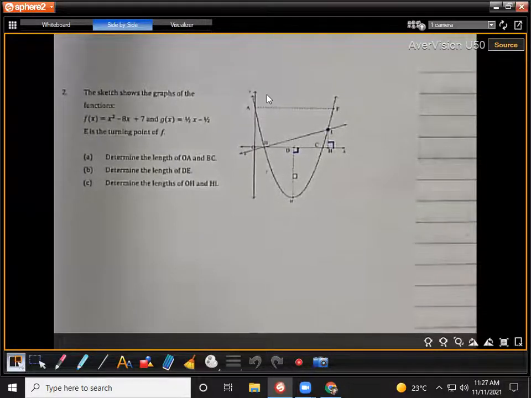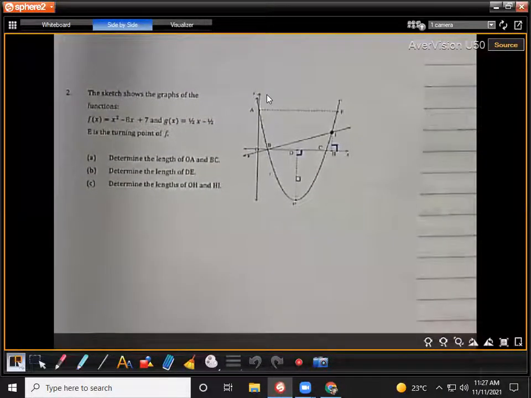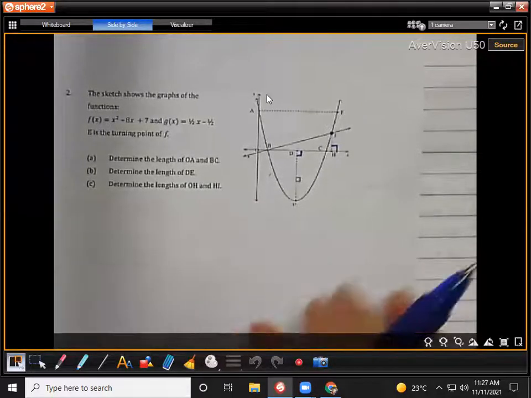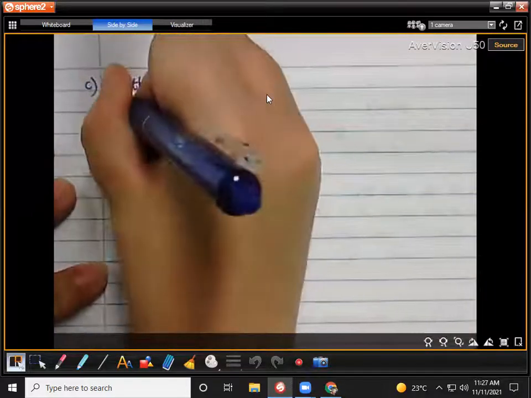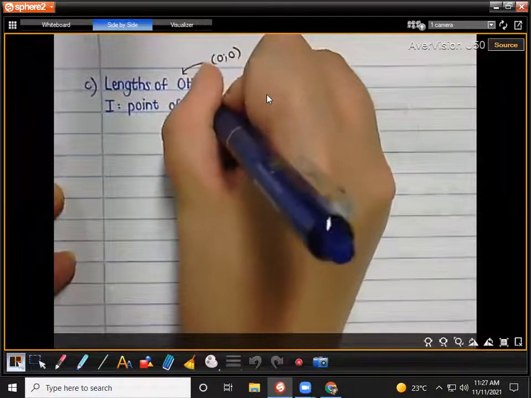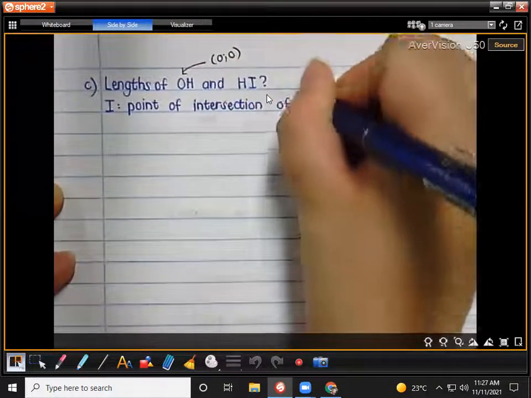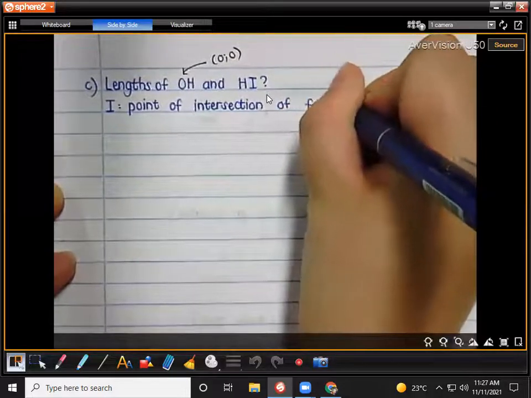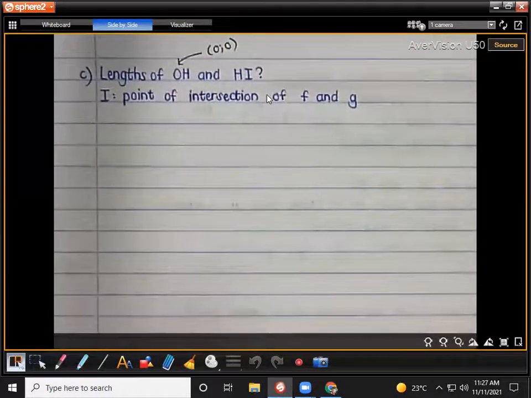You solve them simultaneously, right? You have the equation of your parabola and the equation of your straight line. You're going to solve them at the same time. So to do that, we make the two equations equal to each other. Okay, let me just quickly write here. I is the point of intersection of F and G. Those are the two graphs that we're working with. So we're going to solve the two equations simultaneously.